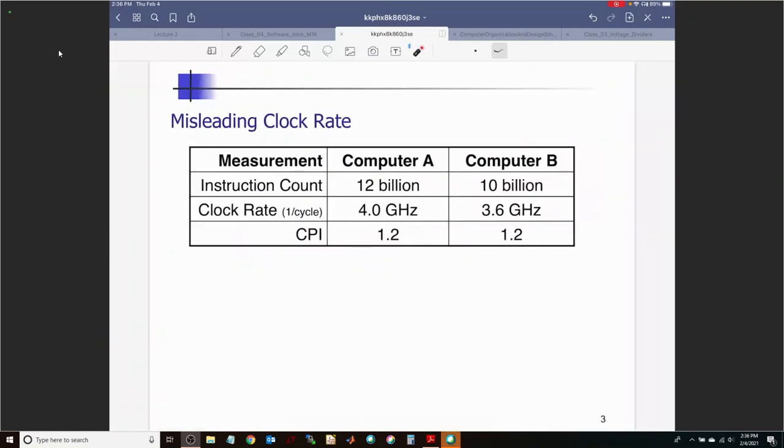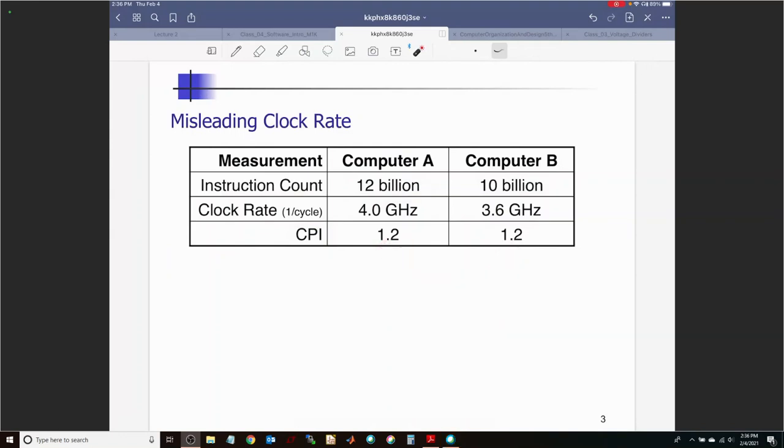So coming to our first example, misleading clock rate. Essentially, if you were looking at clock rate, would that information be sufficient to compare computer A and computer B? On the left column, we have instruction count. Computer A has an instruction set which has 12 billion instruction count, and computer B has 10 billion instruction count. The clock rates are slightly different. Computer A is 4 gig and computer B is 3.6 gig. And the average CPI is the same for both. So nothing to compare over there.